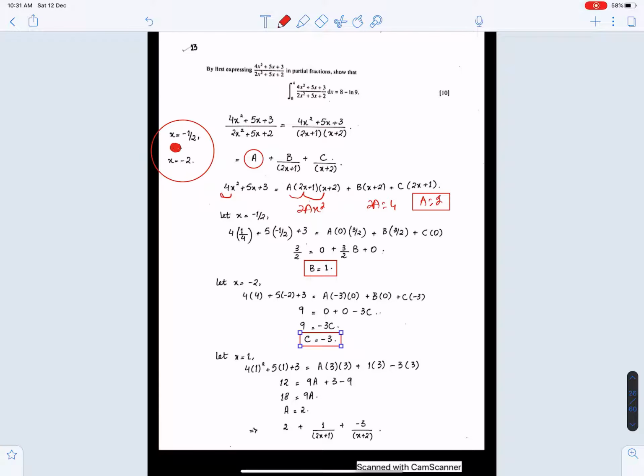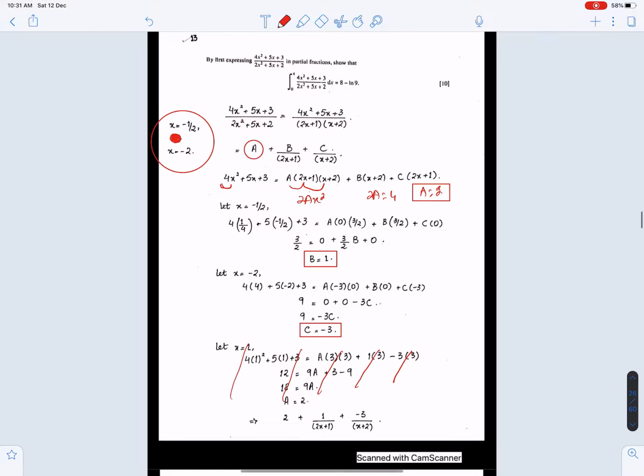Just leaves this part. I already have explained how to get the value of a. And now substitute a, b, c into this equation. This is the final answer, the required partial fraction.